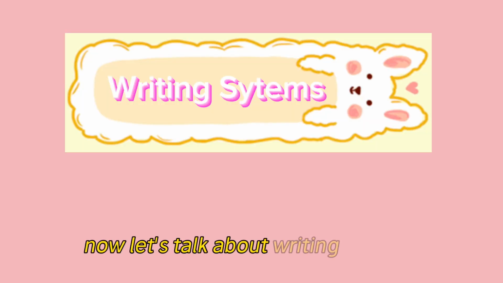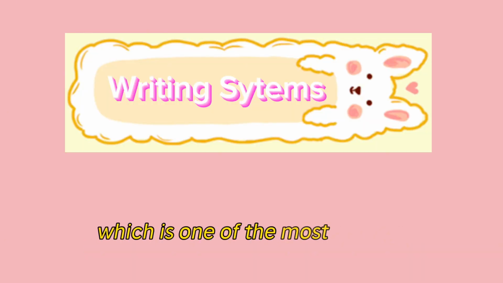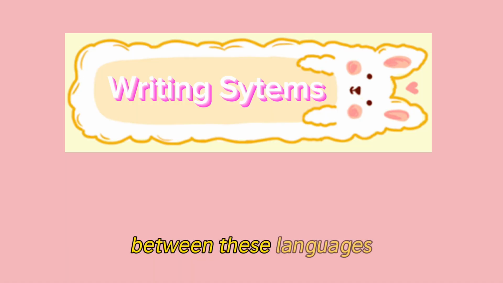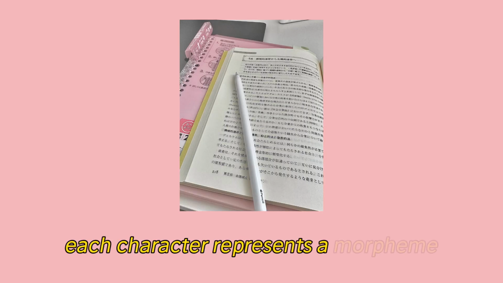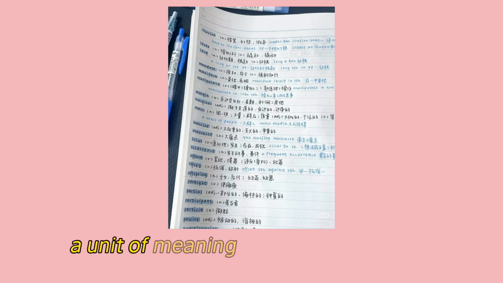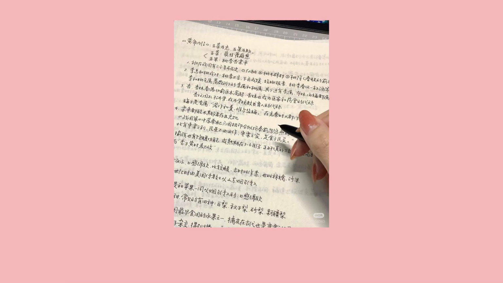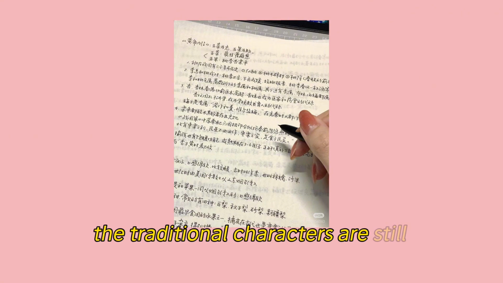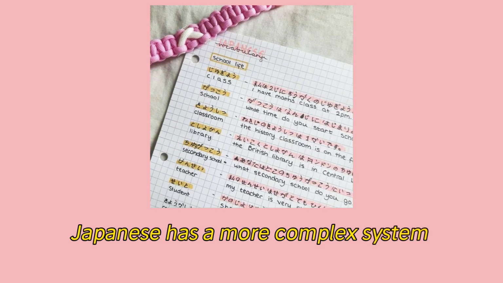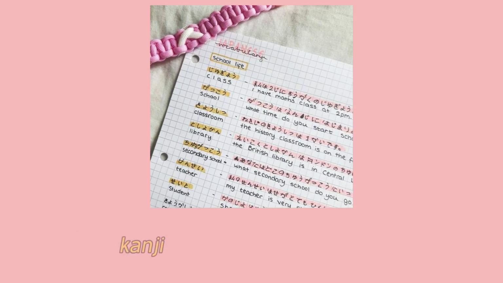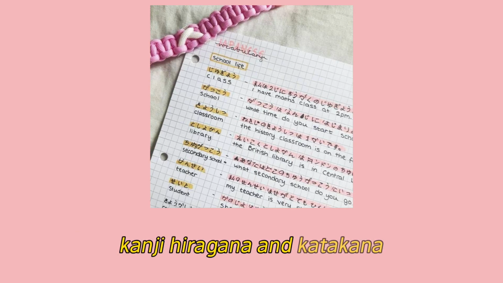Now let's talk about writing systems, which is one of the most striking differences between these languages. Chinese uses Chinese characters or Hanzi. Each character represents a morpheme, a unit of meaning. In Mandarin Chinese, the simplified characters are used, while in regions like Taiwan and Hong Kong, the traditional characters are still common. Japanese has a more complex system, using three scripts: kanji, hiragana, and katakana.